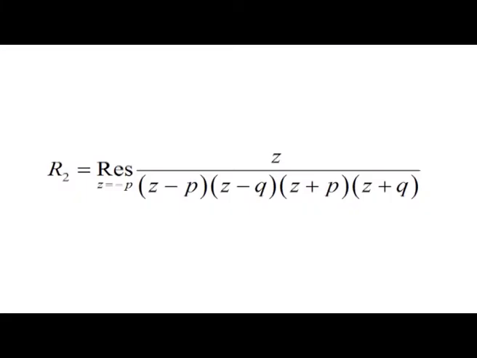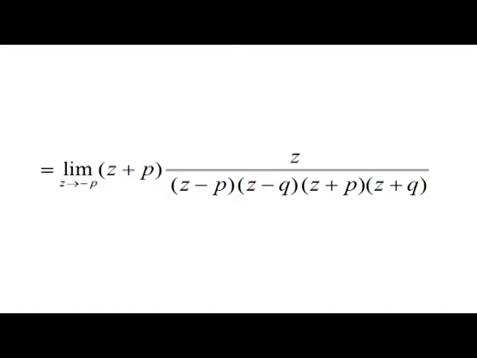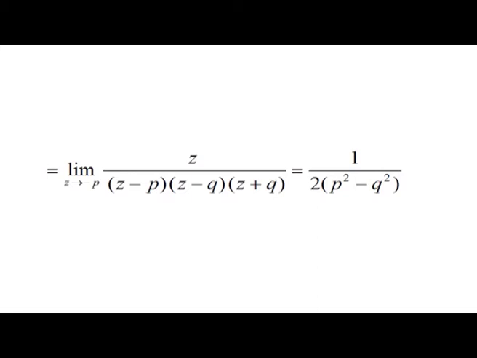and R2 is equal to residue at z is equal to minus P. For R1, we have residue at z is equal to P. Here in R2, residue at z is equal to minus P, z by z minus P into z minus Q into z plus P into z plus Q. It is again limit z tending to minus P, z plus P into z by z minus P into z minus Q into z plus P into z plus Q, which is equal to limit z tending to minus P, z by z minus P into z minus Q into z plus Q, which is equal to, that is, R2 is equal to 1 by 2 times P square minus Q square.